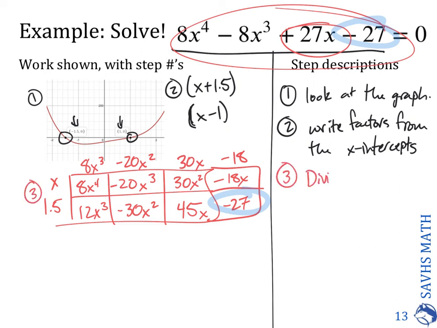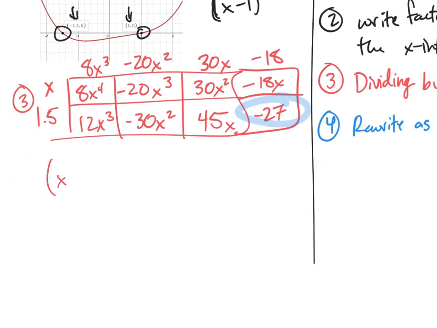I'm dividing by the first factor. Okay, so that's this one. So now I'm done with that. I can rewrite my polynomial. So step 4 would be rewrite as a product. So then I would rewrite this as x plus 1.5 times 8x cubed minus 20x squared plus 30x minus 18.